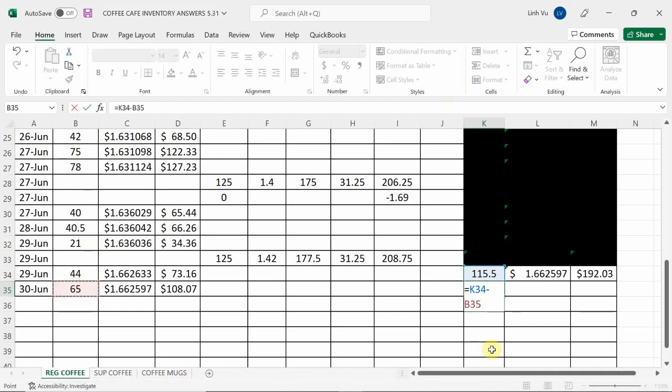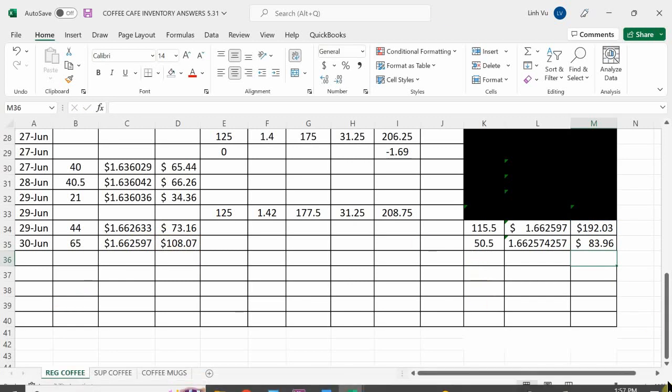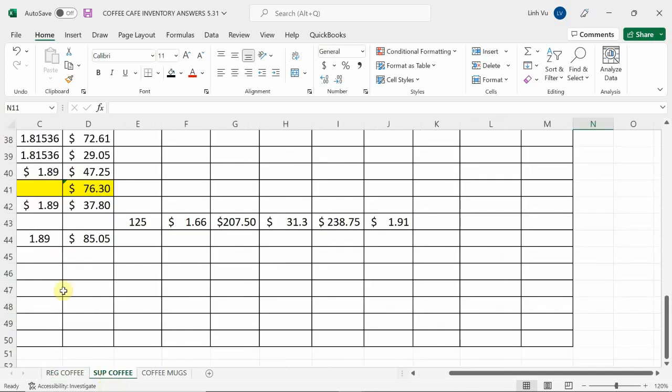So I have 115 pounds and I just sold 65. How many pounds should I have left? 50 and a half, 50 and a half for $83.96. Okay, so regular coffee 108.07. Okay, Supreme coffee.